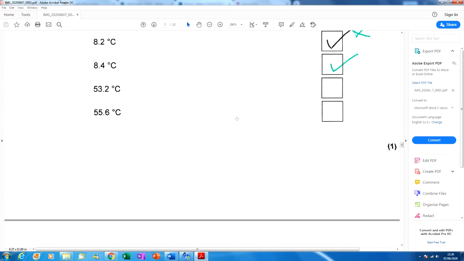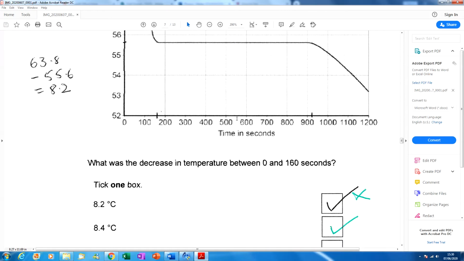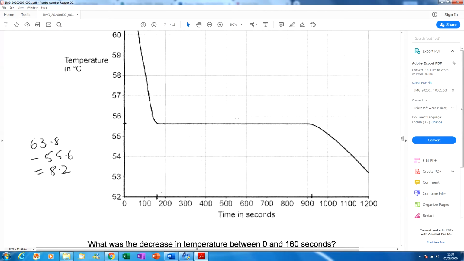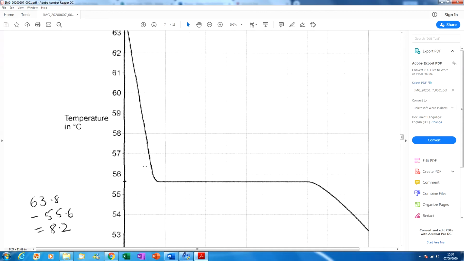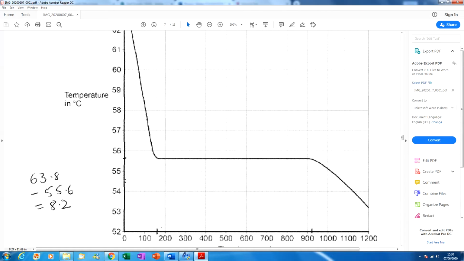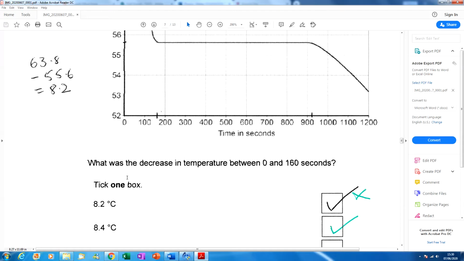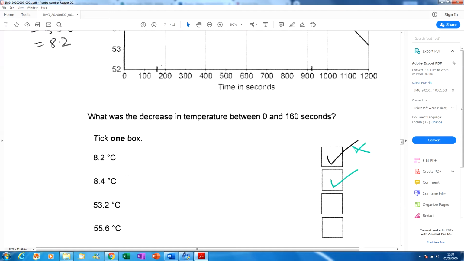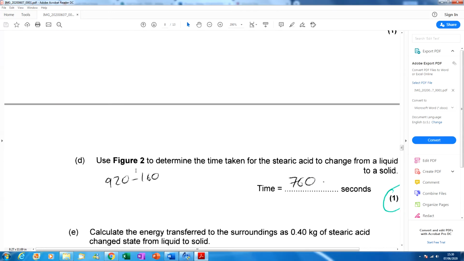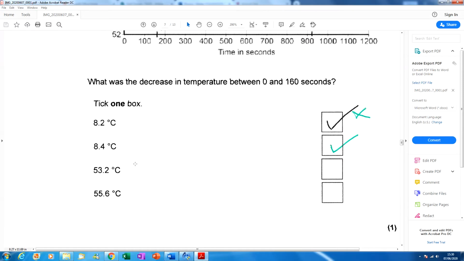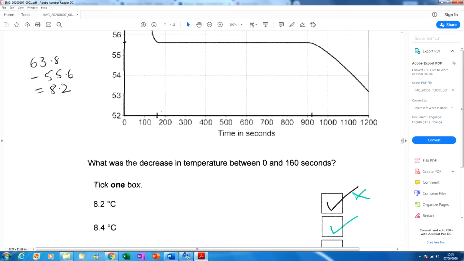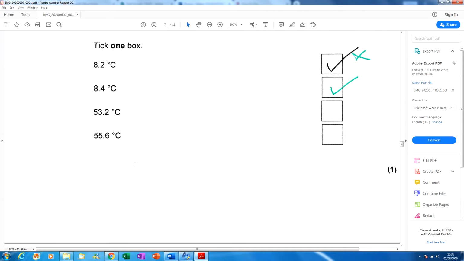The key point is here, when you read off graphs, try and do it as carefully as you can. So the read off here I made 63.8, and the read off here 160 seconds later when I measured across the ruler, I got 55.6, and I double checked it, and I don't think my read offs were wrong, but essentially I wouldn't have got the marks because I didn't get 8.4, I got 8.2.